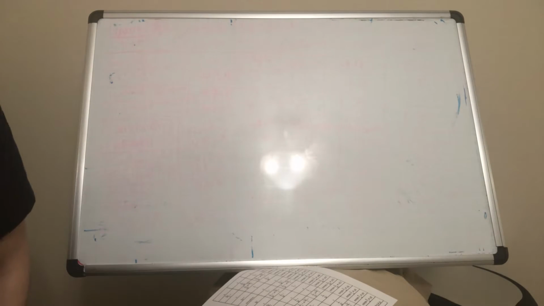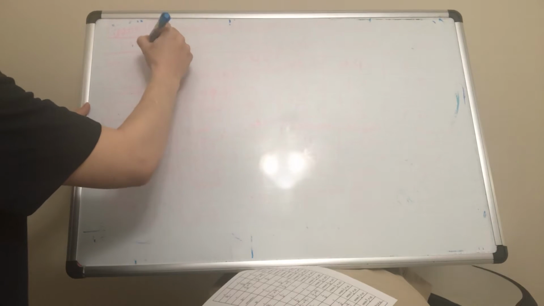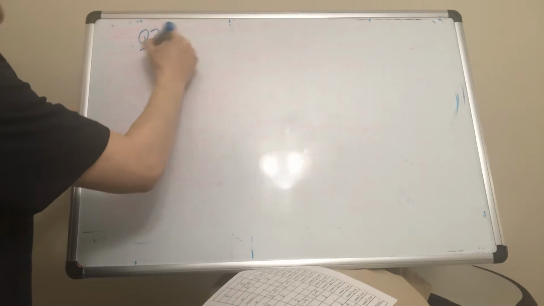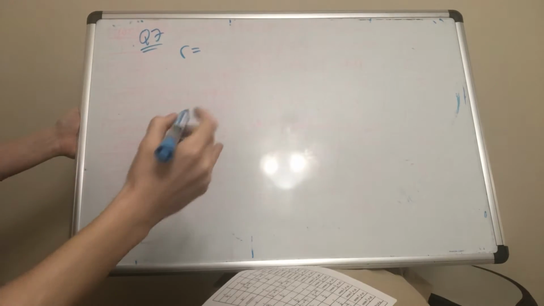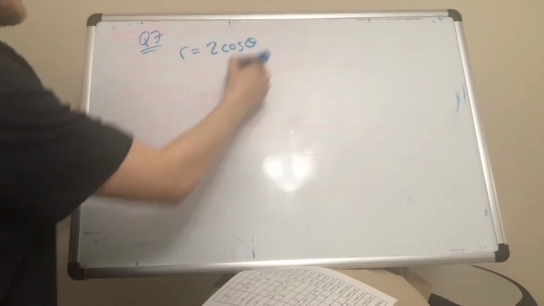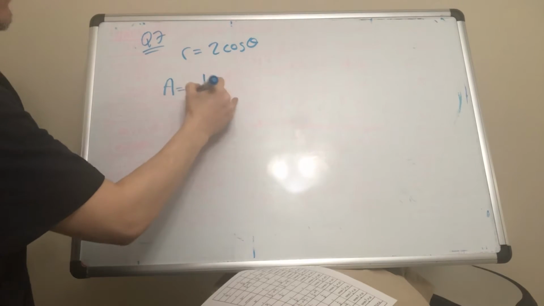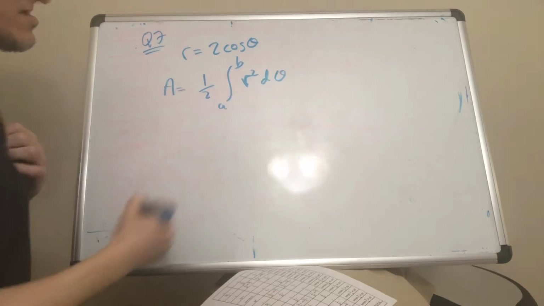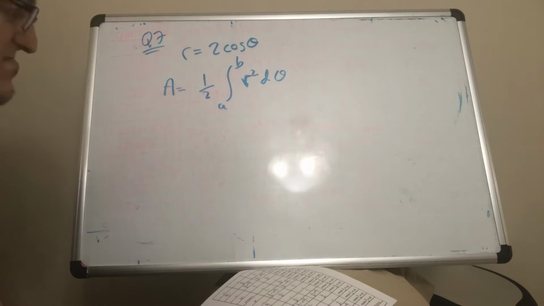The other question you have for the polar system is the area under the curve. Question 7 says r equals 2 cosine theta. For the polar system, the area is one half the integral of r squared d theta. This is the formula for the system. Now, problem is you need to know where the curve starts and where the curve ends. It's a little bit tricky.